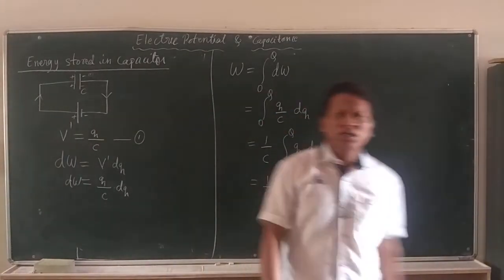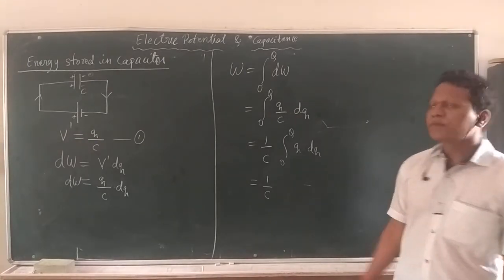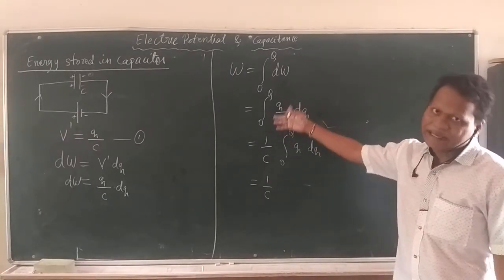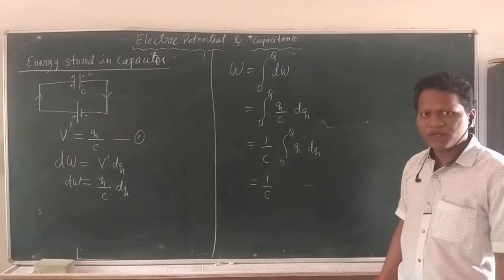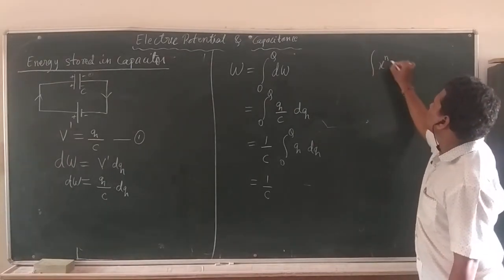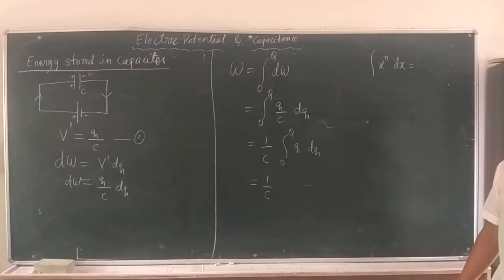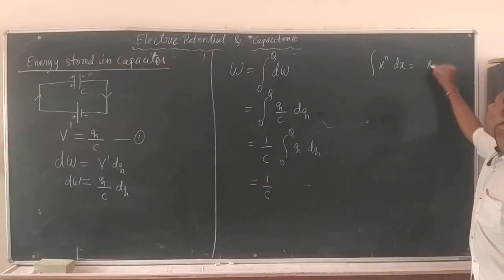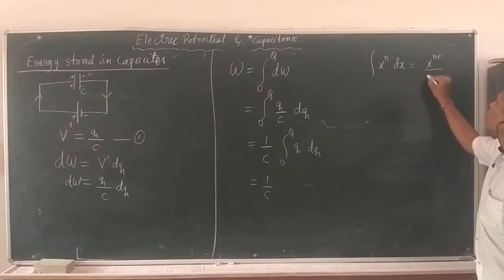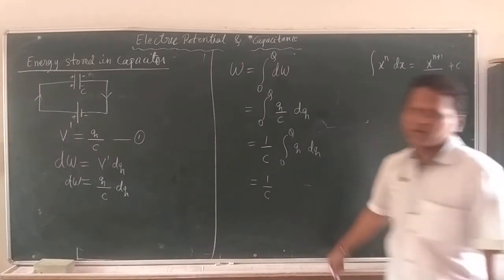Anyhow, in first year we have studied the gravitation chapter and the thermodynamics chapter. In that we have integrated as well as differentiated a few terms. Okay, now first of all I want to clear up x raised to n into dx. The integration of x raised to n into dx will be x raised to n plus 1 whole divided by n plus 1, plus c. This is the integration formula.